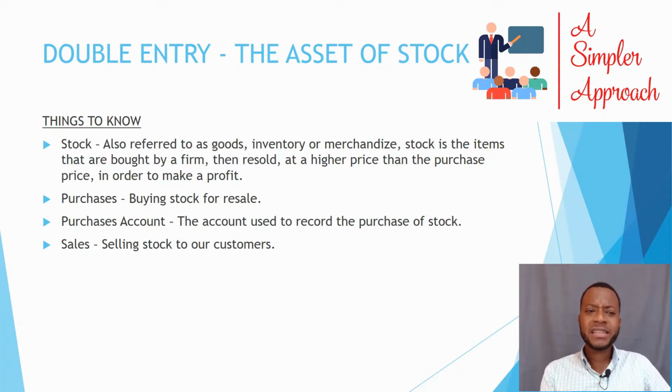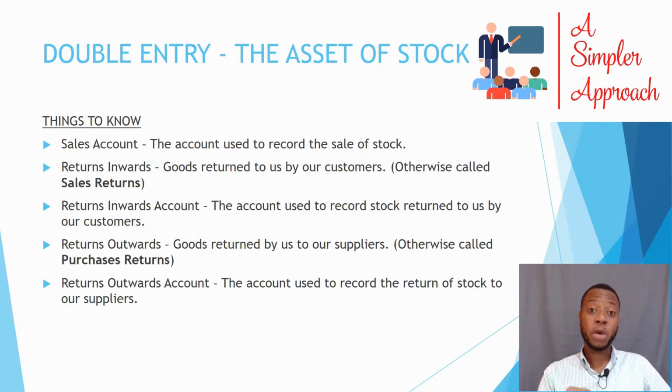Sales. Sales is the opposite of purchases. So sales is when stock is sold. Now the sales account is the account that is used when stock is sold. The T account that is used when stock is sold.